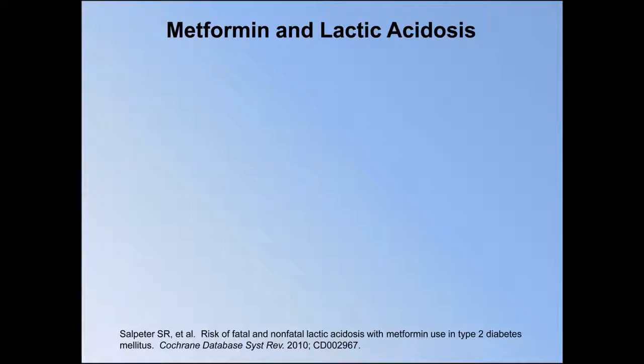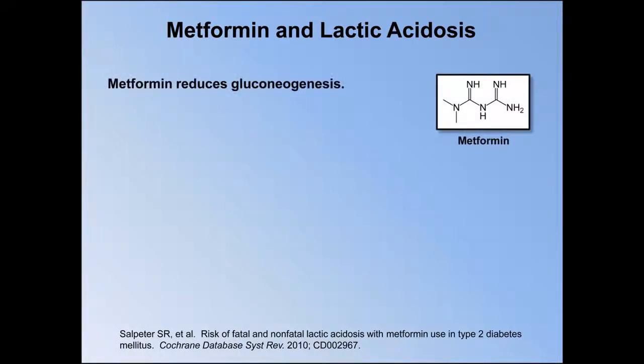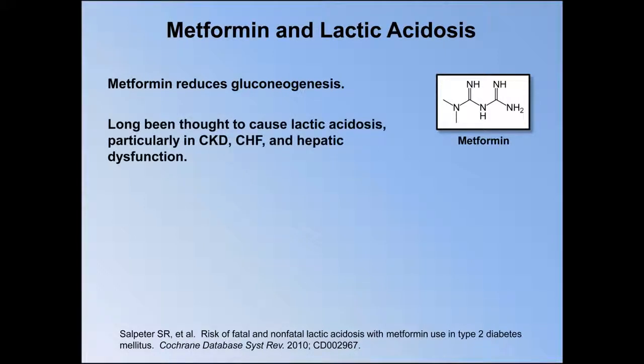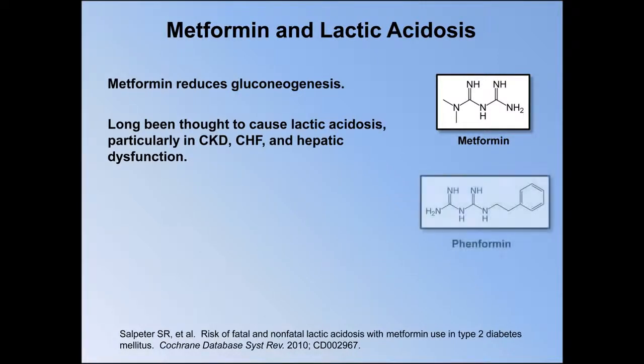Metformin is a biguanide, which are a class of diabetes medications which work through an unknown mechanism to reduce gluconeogenesis by the liver. They have long been thought to cause lactic acidosis as a side effect, one that was most prominently seen in patients with chronic kidney failure, heart failure, and hepatic dysfunction. This belief was probably the consequence of a superficially similar medication, fenformin, being linked to lactic acidosis and subsequently pulled from the market in 1977.